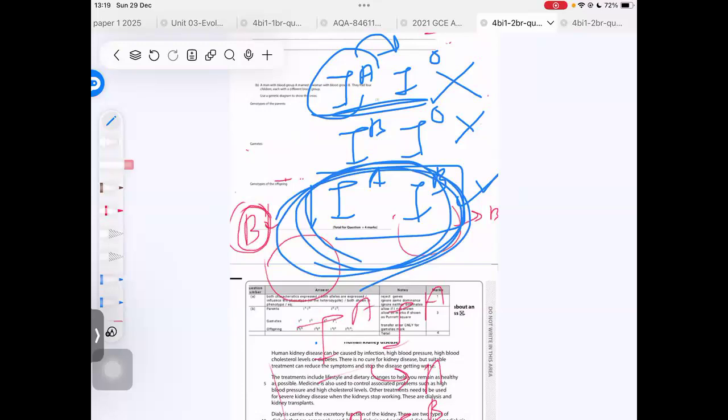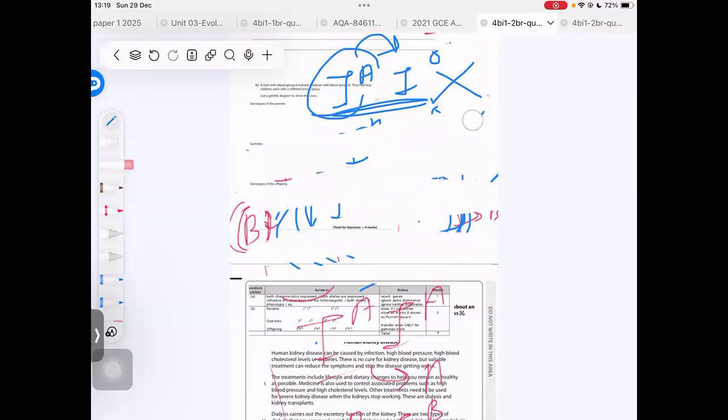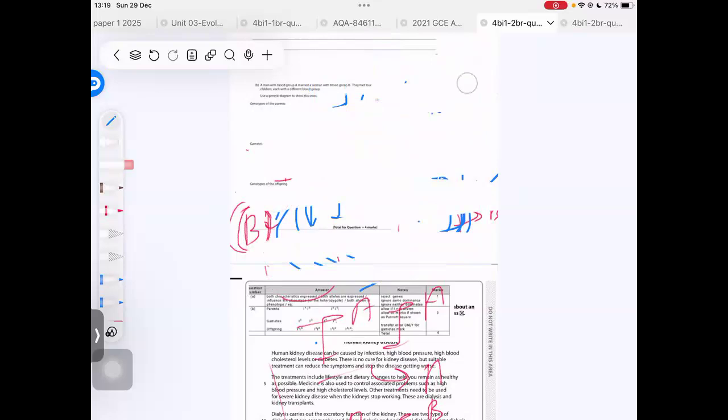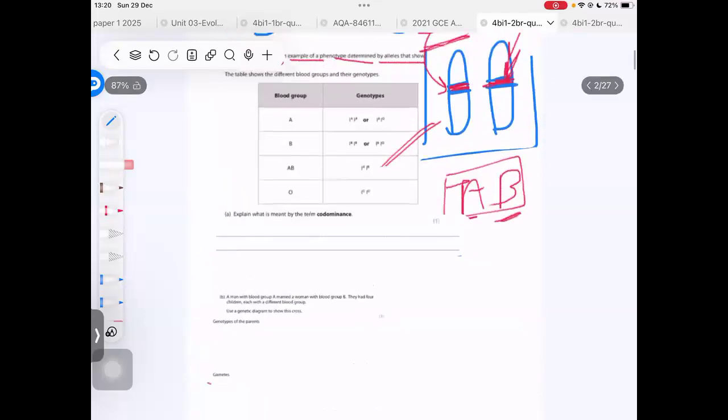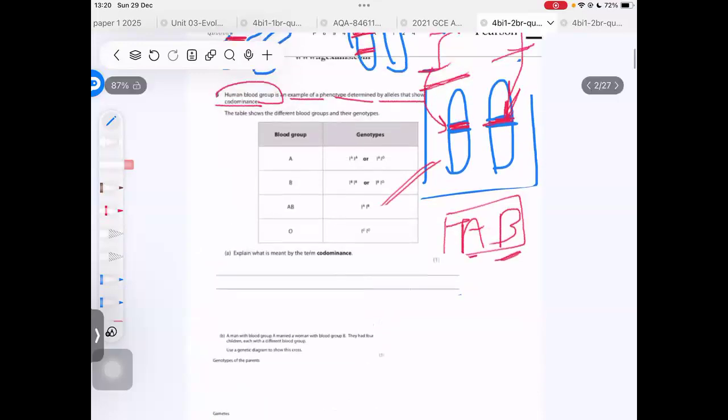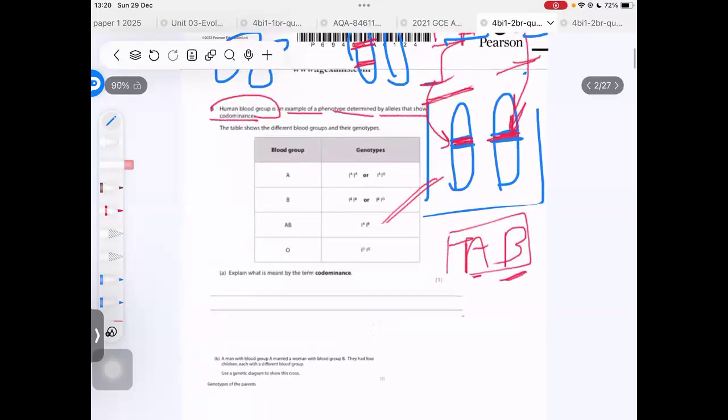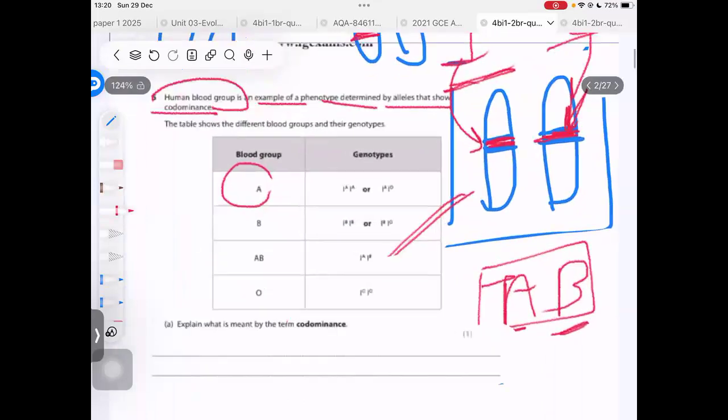IA, IB. Right, now let's go for the question and see what they're asking. All you got to know is that the IA allele and IB allele have equal powers, so both of them are shown together. That's it in codominance you got to know. By that you can do a lot of questions. Here they have given the blood group and the genotypes.